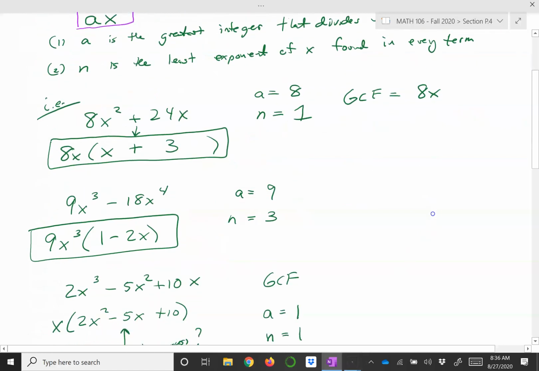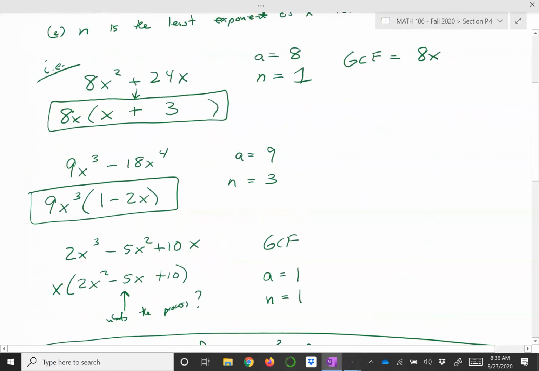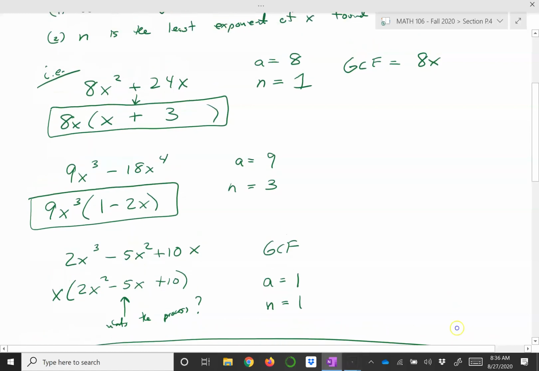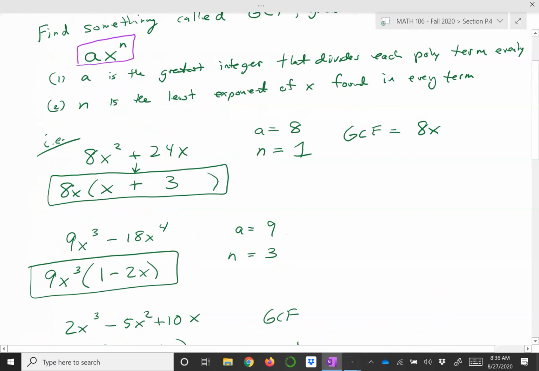So I just gave you some simple examples, and this was definitely a review, where you have two terms, find the GCF, and then figure out what you have to multiply that GCF by to get each of those terms. Okay? So any questions on how to do something like that? It's pretty simple and basic. We've all done that before.